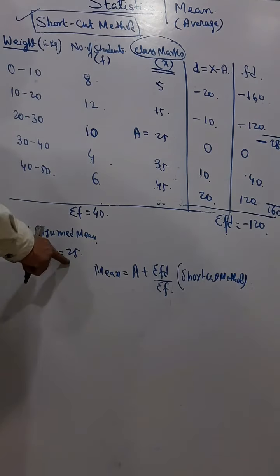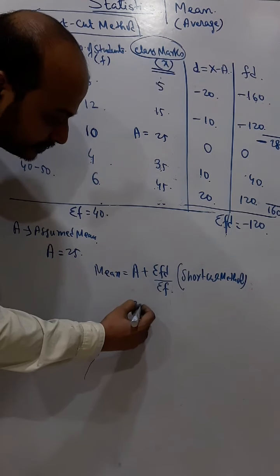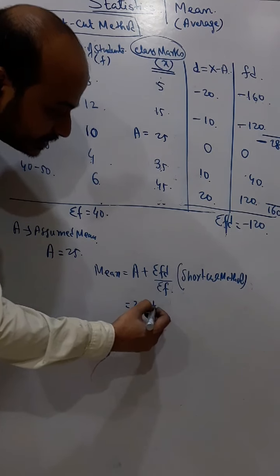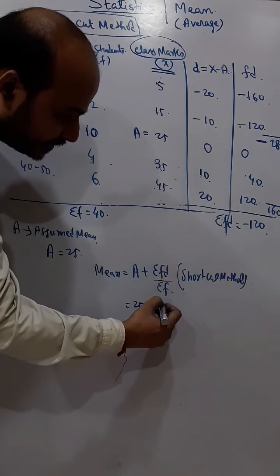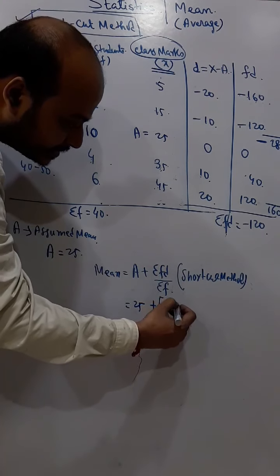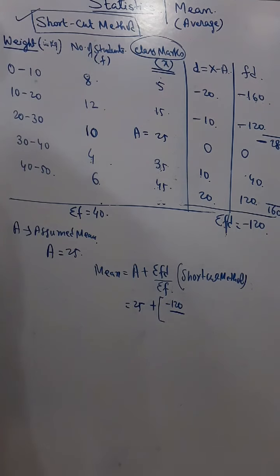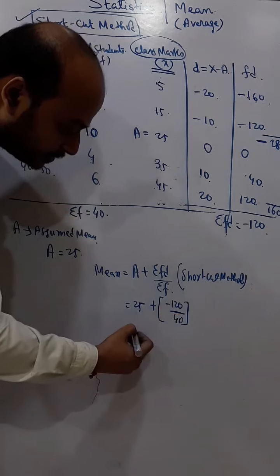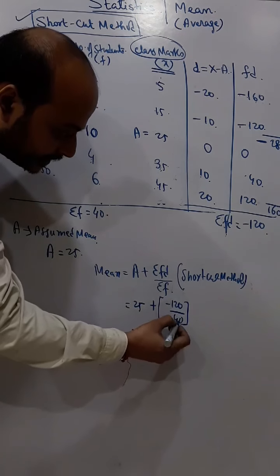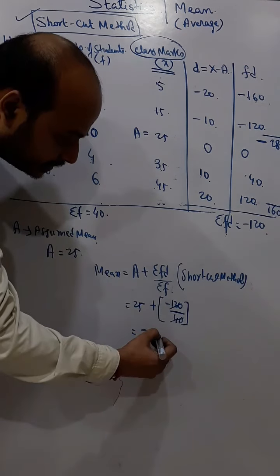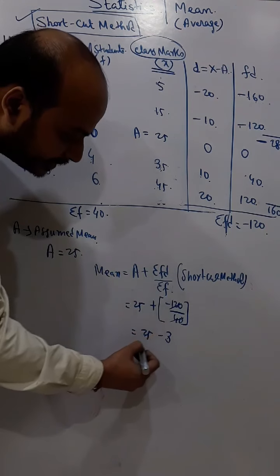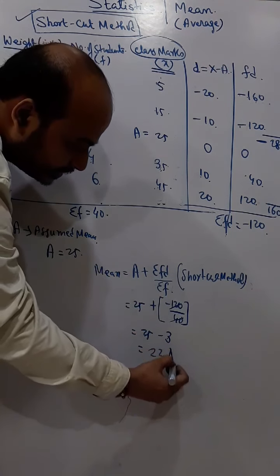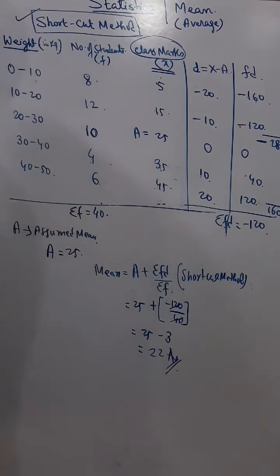Okay, now A we already got. A means 25, and then plus you can see sigma FD, that is right in bracket minus 120. Okay, and then sigma F is 40. So finally you can see 25, and you get here minus 3. So you get 25 minus 3, and my answer is 22. Okay, understand? So that is the shortcut method.